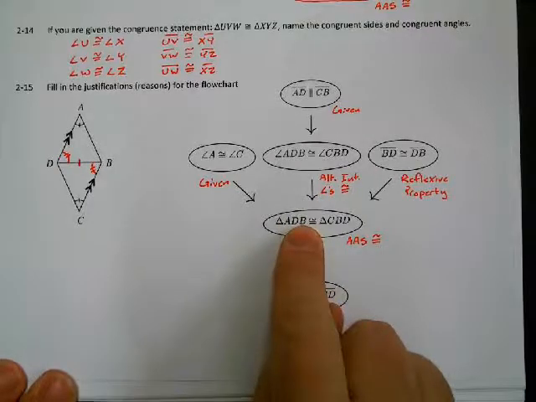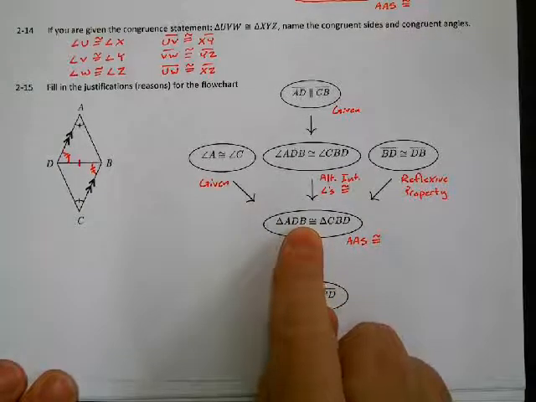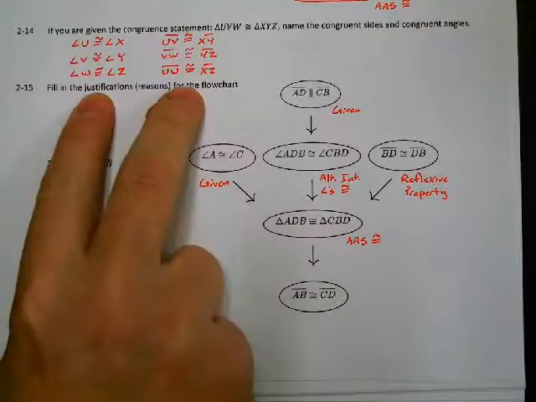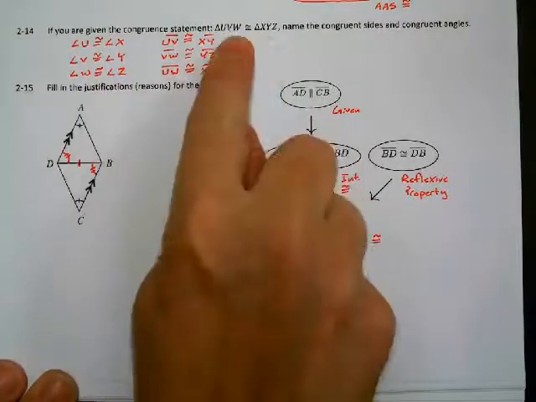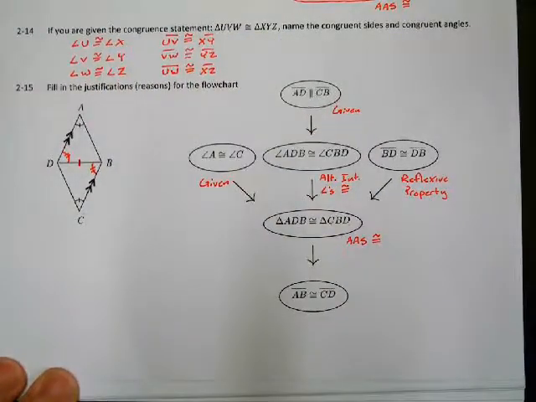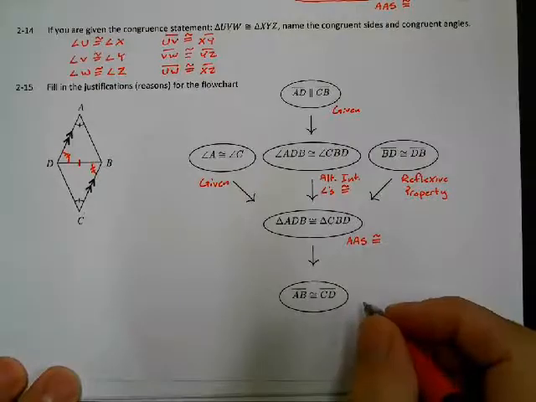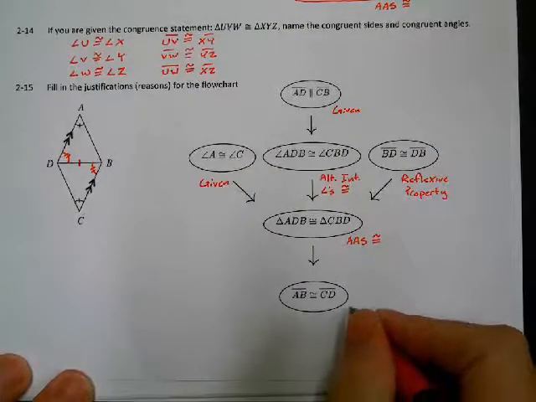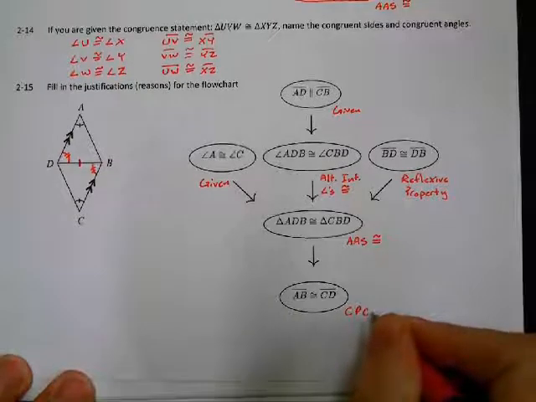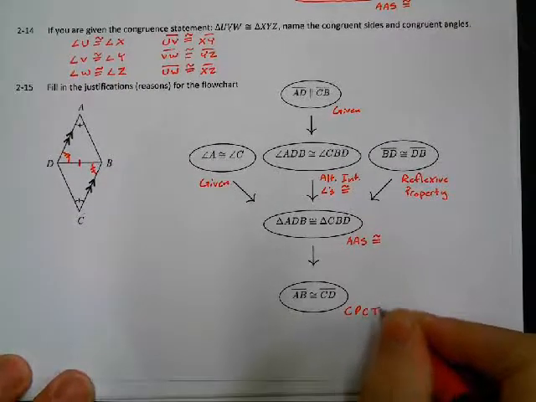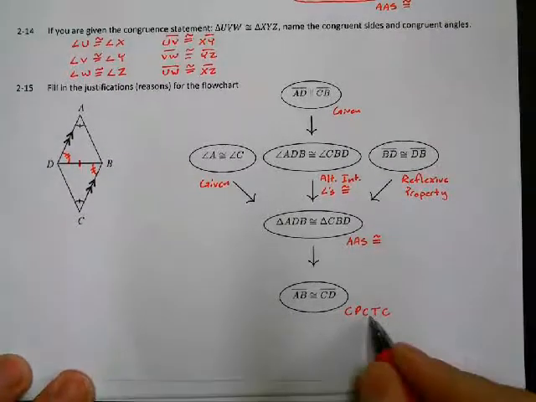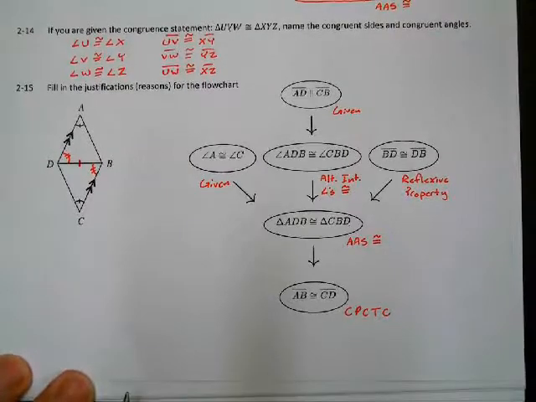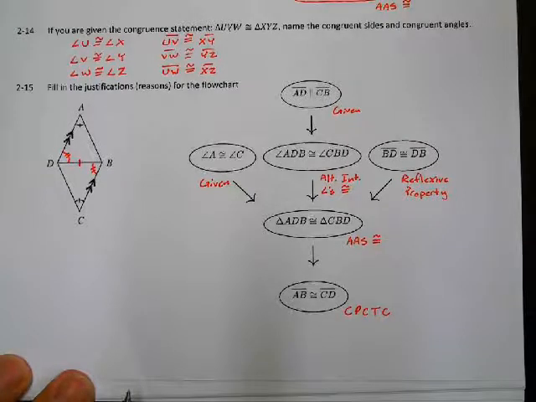Just like we did up here, we matched all the corresponding parts just based on the order. And corresponding parts of congruent triangles are congruent is a lot to write, so we usually just write CPCTC. It's just way shorter to write that than say the whole thing. CPCTC just flows off the tongue much easier.